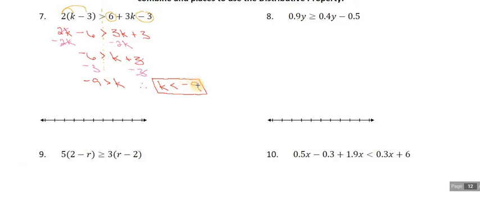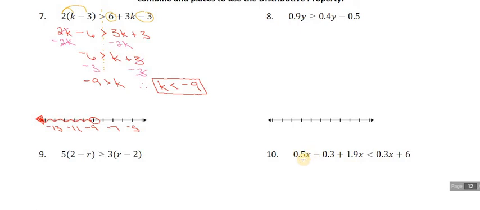Okay, so negative 9 needs to be our target number on the number line. We've got an open circle there, and we are shading to the left. Let's move on, and we'll do number 10, and then you'll do 8 and 9 individually.